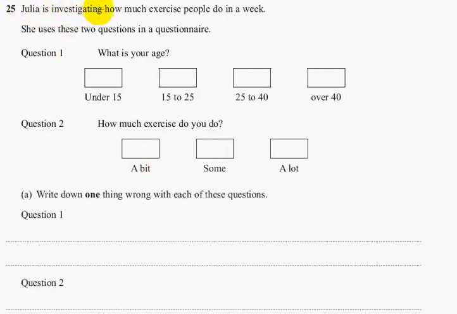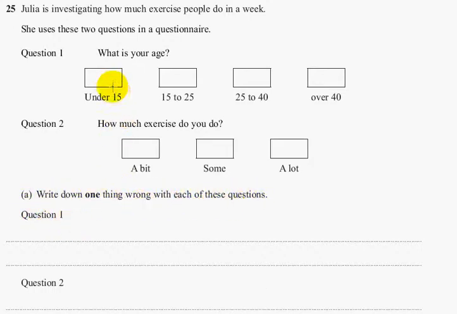Julia is investigating how much exercise people do in a week. She uses these two questions in a questionnaire. Question 1, what is your age? Question 2, how much exercise do you do? Part A says write down one thing wrong with each of these questions.